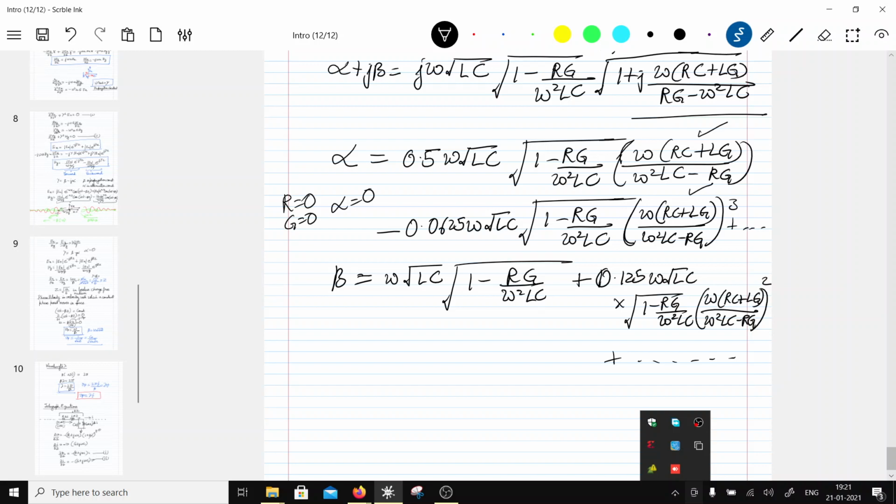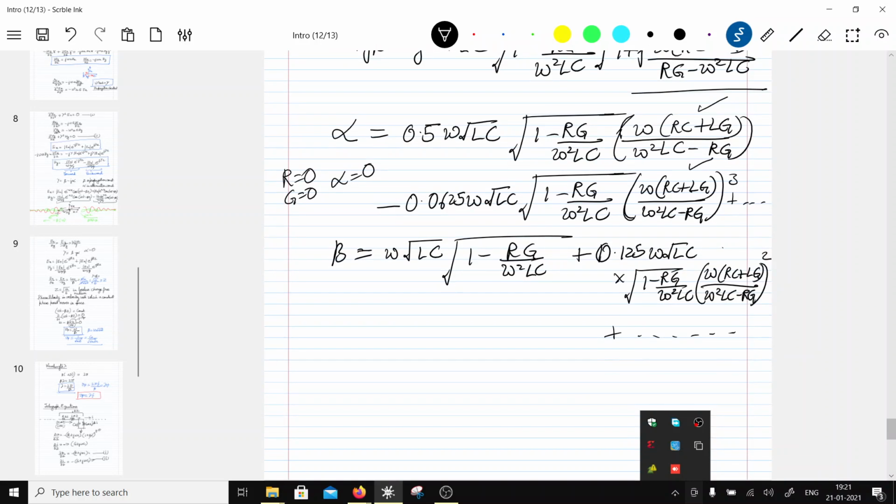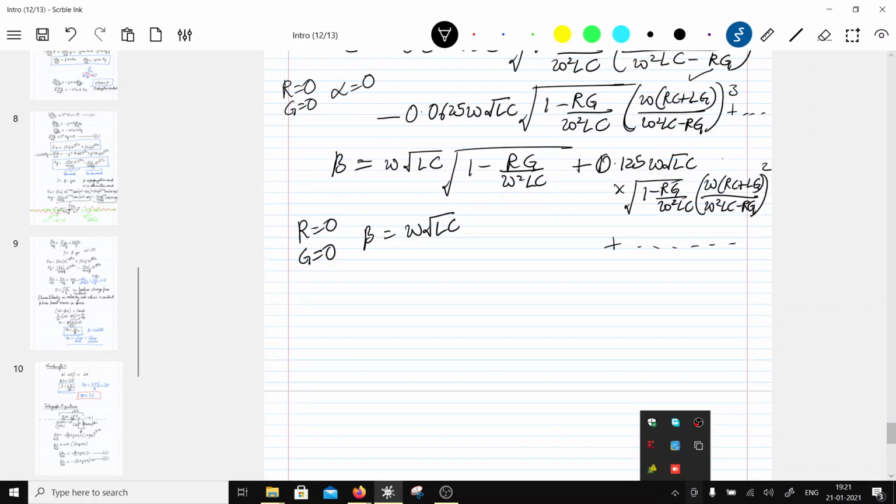Now, no matter what you do, the odd order terms will result in alpha, and if R and G become 0, then all these terms are going to become 0. Now in this case, if Rg becomes 0, then you will see that these terms will become 0, but the first term is going to become 1, right? So if R is equal to 0 and G equal to 0, then beta is going to be equal to omega root of LC. And notice one more thing over here.